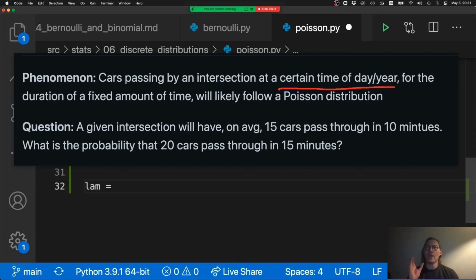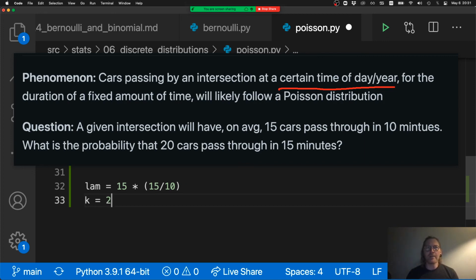We have to consider this in terms of 15 minutes. So it's 15 cars in 10 minutes. How do we convert that to 15 minutes? Well, easy way to do that would be 15 over 10. I don't know why I said 20. So 15 times 15 over 10, or 3 over 2, is going to give us an updated lambda for the span of time of 15 minutes.